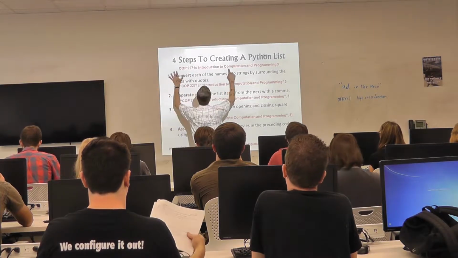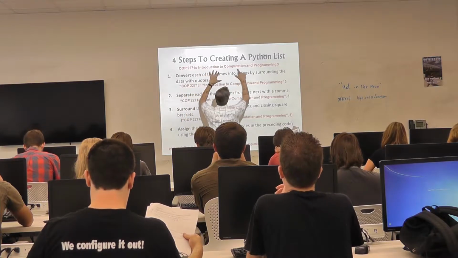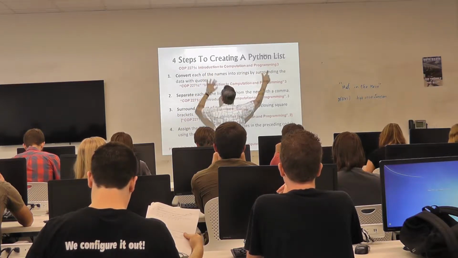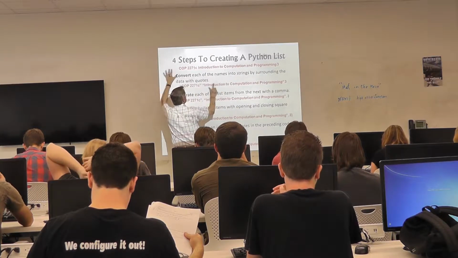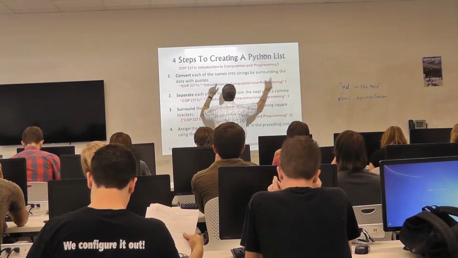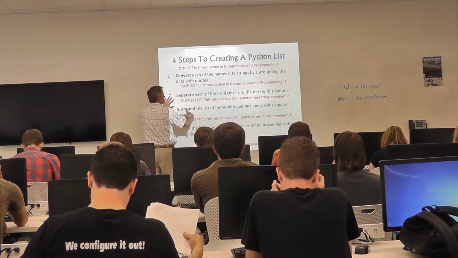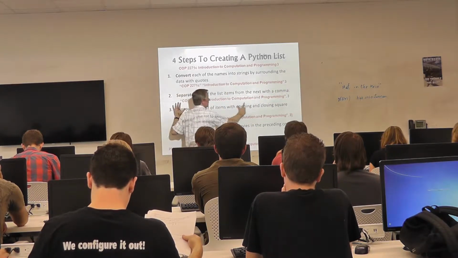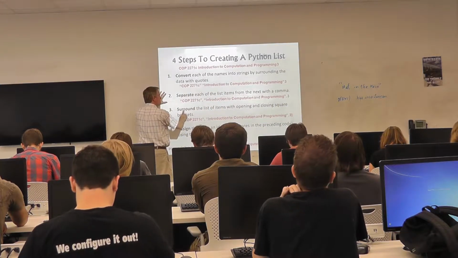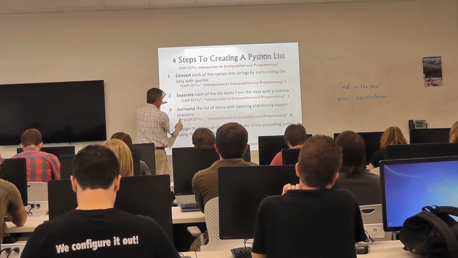We had this list of texts, COP2271C, Introduction to Computation and Programming, and it was 3 credit hours. We wanted to turn this into a list. Now, how did we do that? We converted each one of the names into strings by putting little quotes around them. What's the next thing that we did? We separated each one of the list items with a comma. Comma, comma. Excellent. And then we surrounded the list items with opening and closing square brackets.